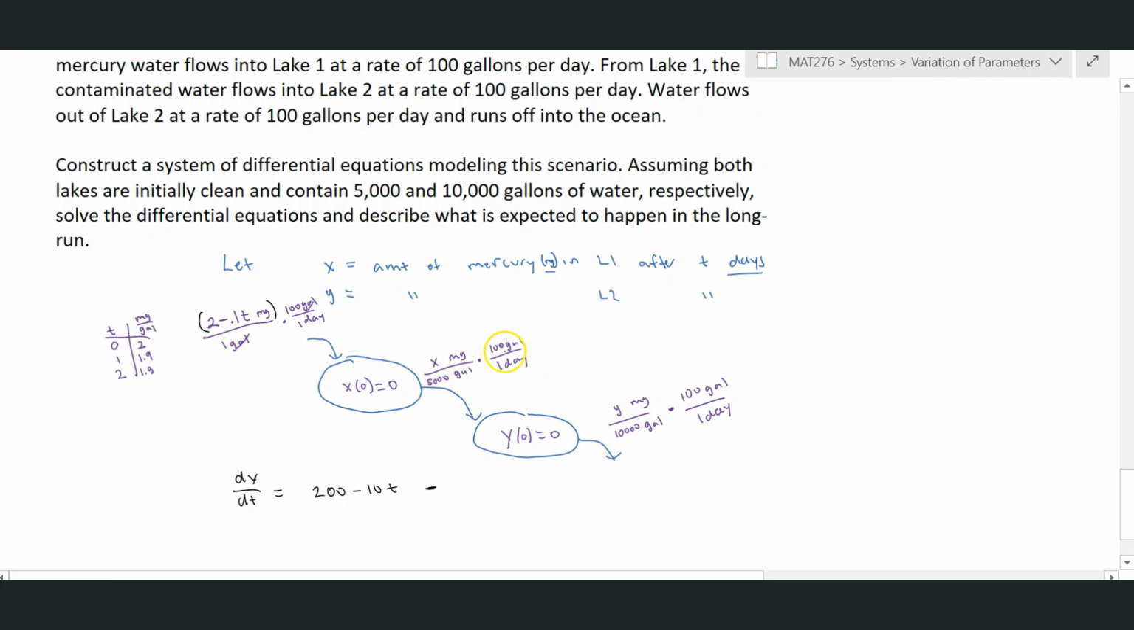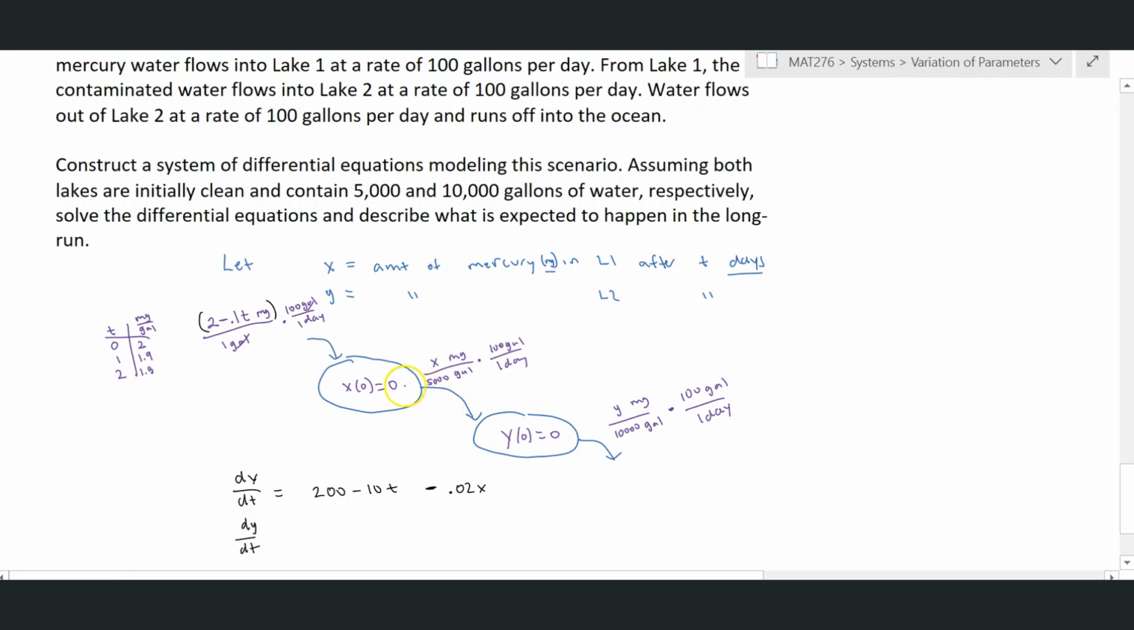Then what do I have? Well, I have the 100x over 5,000, which I can cancel out a couple of zeros here and make this x over 50. Furthermore, it might just be easier to write whatever 100 divided by 5,000 is, which is 0.02. So we can write minus 0.02x.